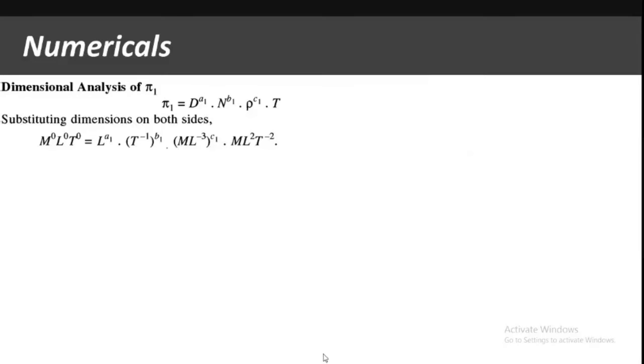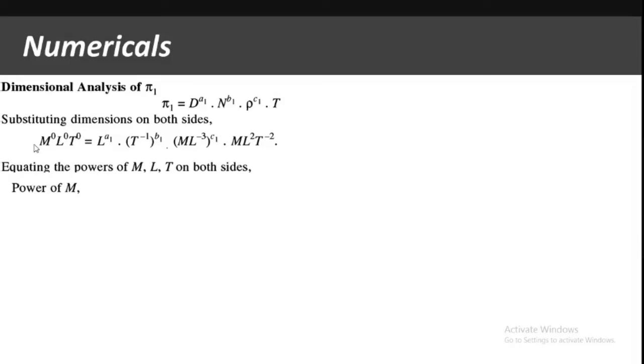So writing the dimensions of both left side and right side. The dimension of the left side will be m0 l0 t0. The dimension of the right side will be d to the power a1, so l to the power a1. Then the dimension of n is t to the power minus 1, so t to the power minus 1 to the power b1. Then rho to the power c1, where the dimension of rho is kg per meter cube, so m1 l minus 3 to the power c1, into the dimension of torque. The dimension of torque is m1 l2 t minus 2. After that, equating the powers of m, l, and t.